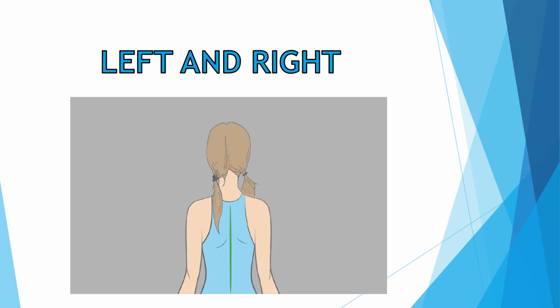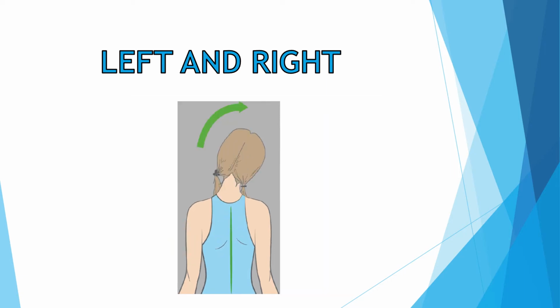Left and right. Now you can see in this picture, the girl, she is doing the exercise of her neck. Now what she is doing? She is turning her head once to right and then to left. Now come on, we will also start. Come on, start with me. 1, 2, 3. Right, left, right, left, right, left. Turn your head to right, left, right, left. Yes, very good. Stop it, all of you. Very nice.